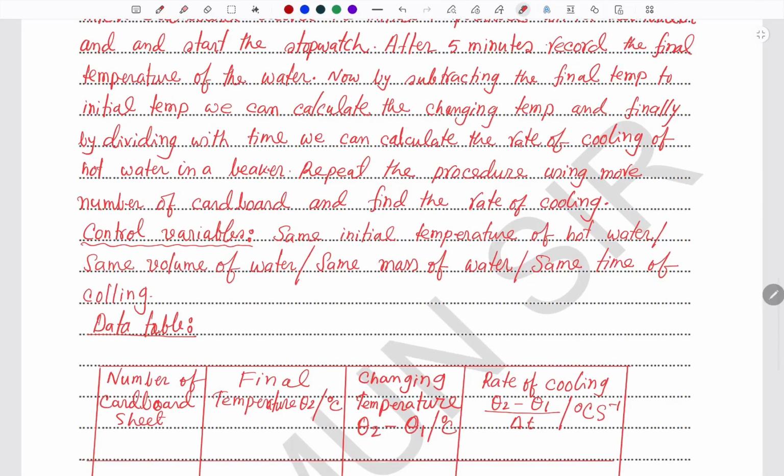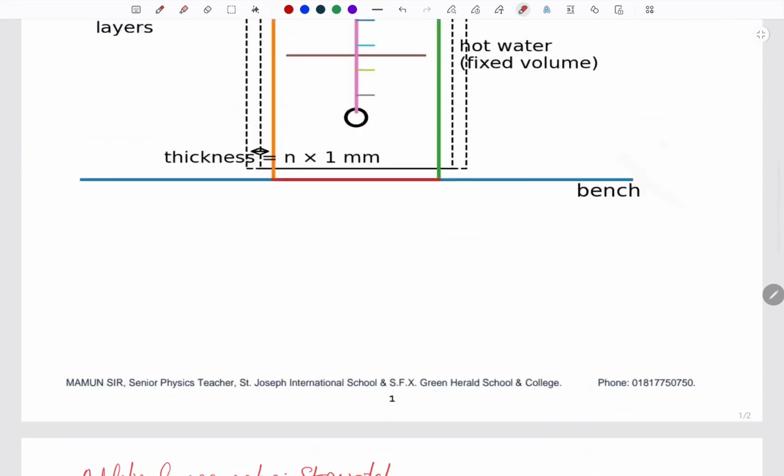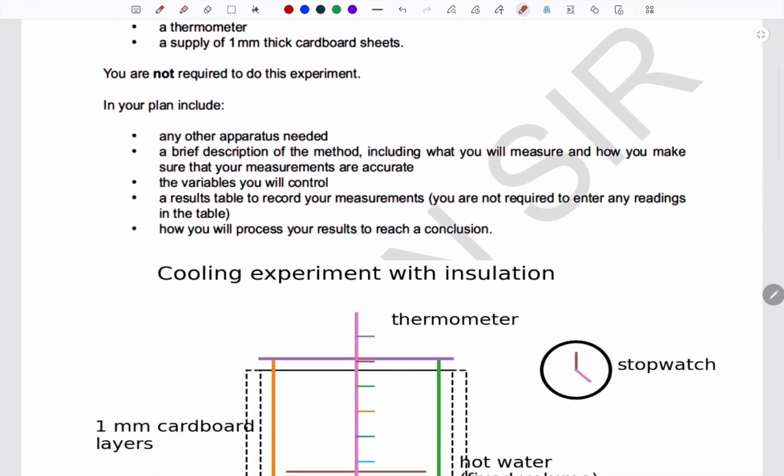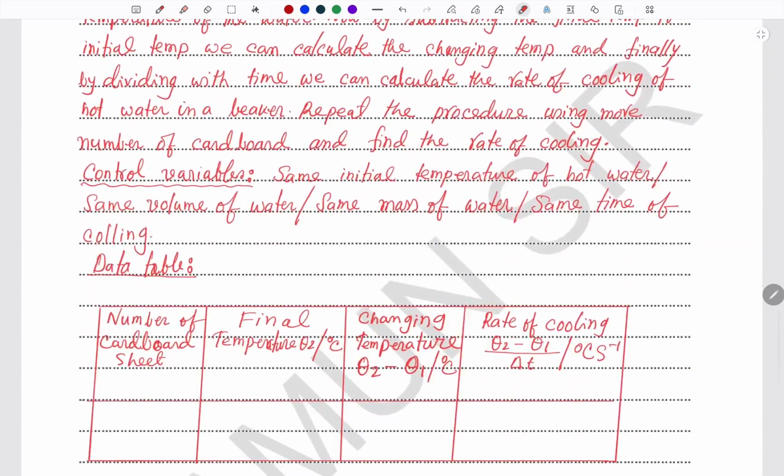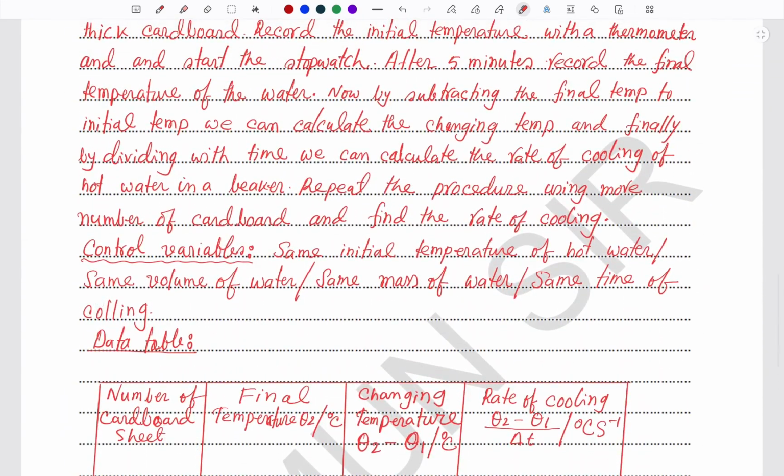Okay, one experiment is done. Repeat the procedure using more cardboard and find the rate of cooling. Okay, second point done. What about the third point? The variables you will control, meaning the constants in this experiment. What are the variables we need to keep constant?